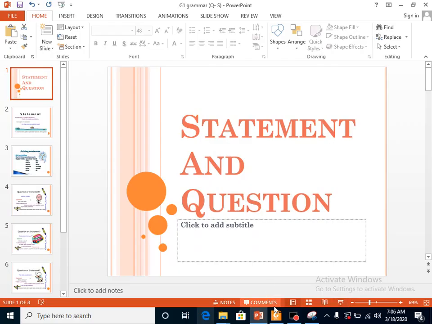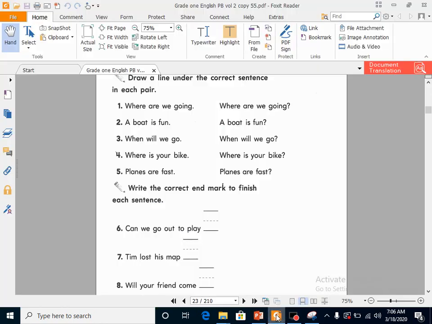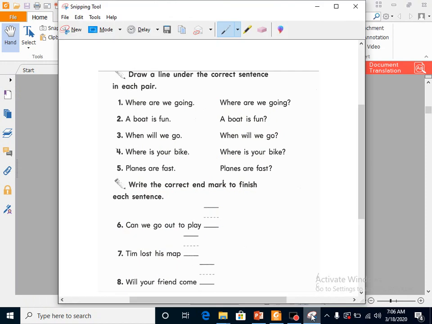Now I want you to bring your book and open page 19. I'm waiting here. Page 19. Okay. Question number one. Draw a line under the correct sentence in each pair. I have here two sentences and just one is correct. So we're going to choose just one sentence.